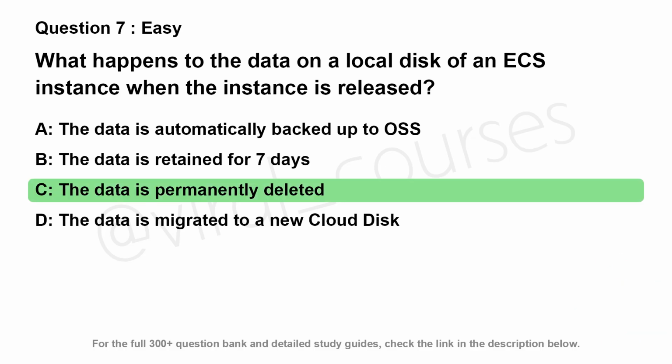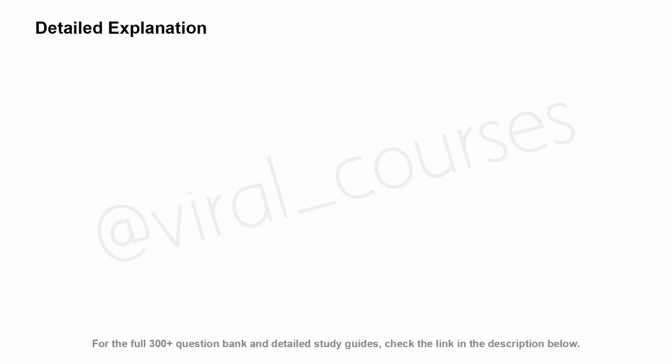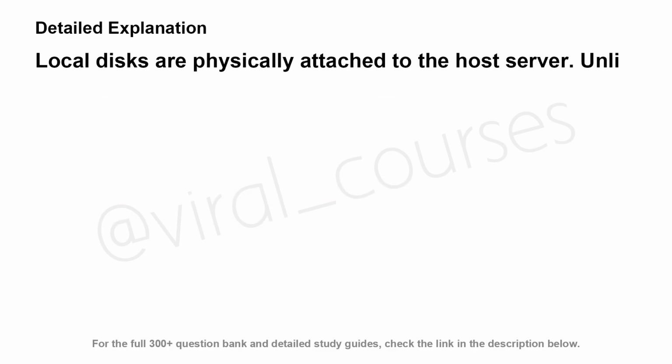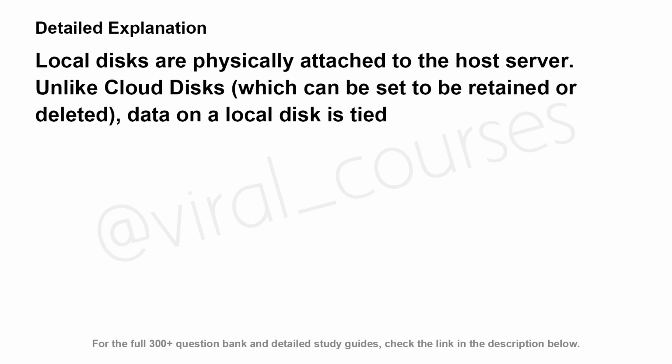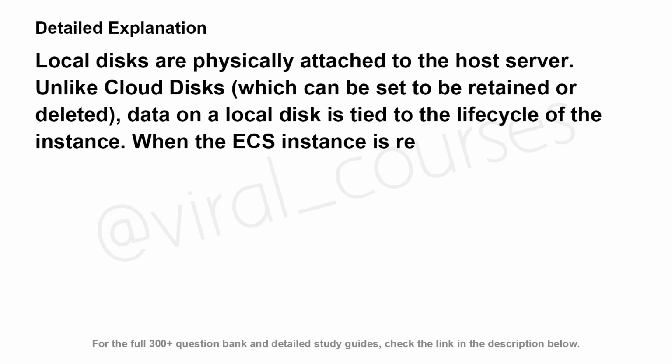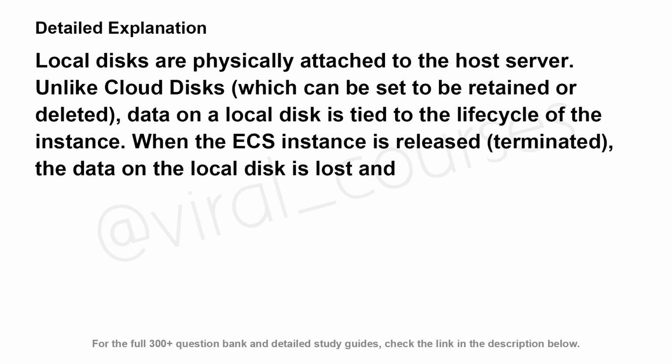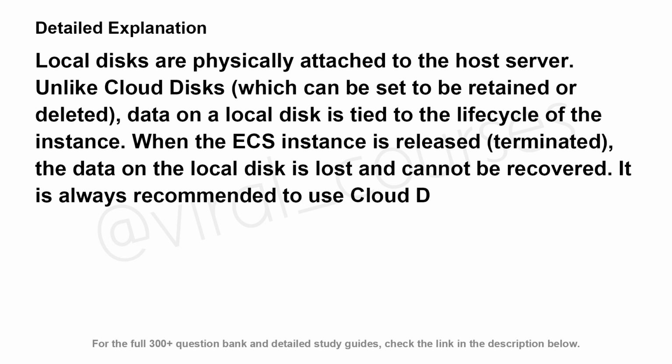The correct answer is C. Local disks are physically attached to the host server, unlike cloud disks, which can be set to be retained or deleted. Data on a local disk is tied to the lifecycle of the instance. When the ECS instance is released, terminated, the data on the local disk is lost and cannot be recovered. It is always recommended to use cloud disks for persistent data.